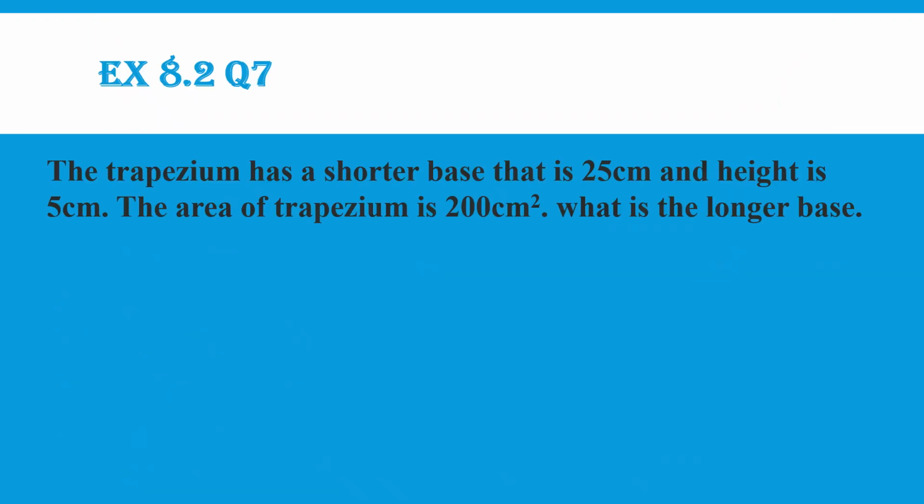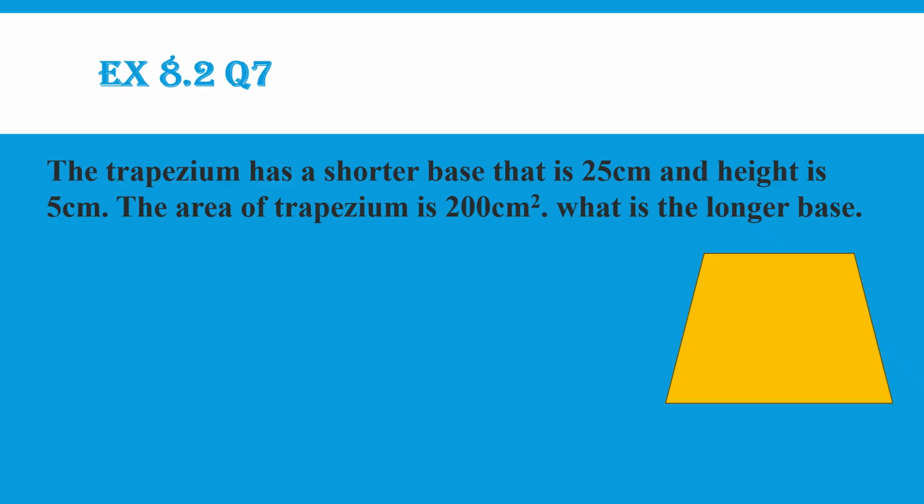Now question number 6 of exercise 8.2 again. The trapezium has a shorter base that is 25 centimeter and the height is 5 centimeter. The area of the trapezium is 200 centimeter square. What is the longer base? It means we have to find out one of the parallel sides of this trapezium.